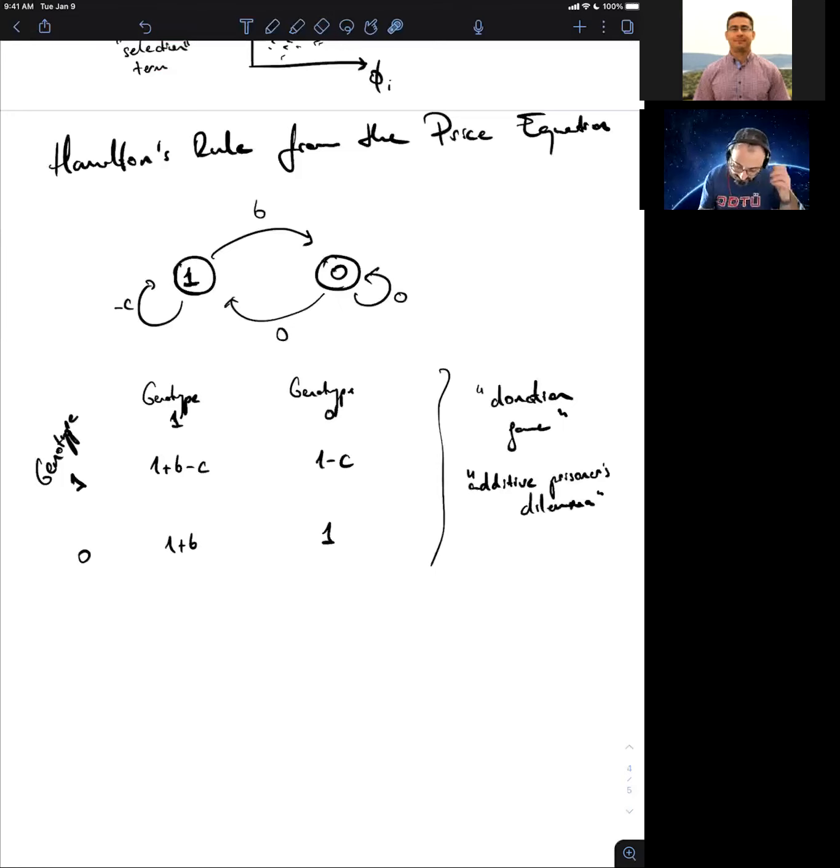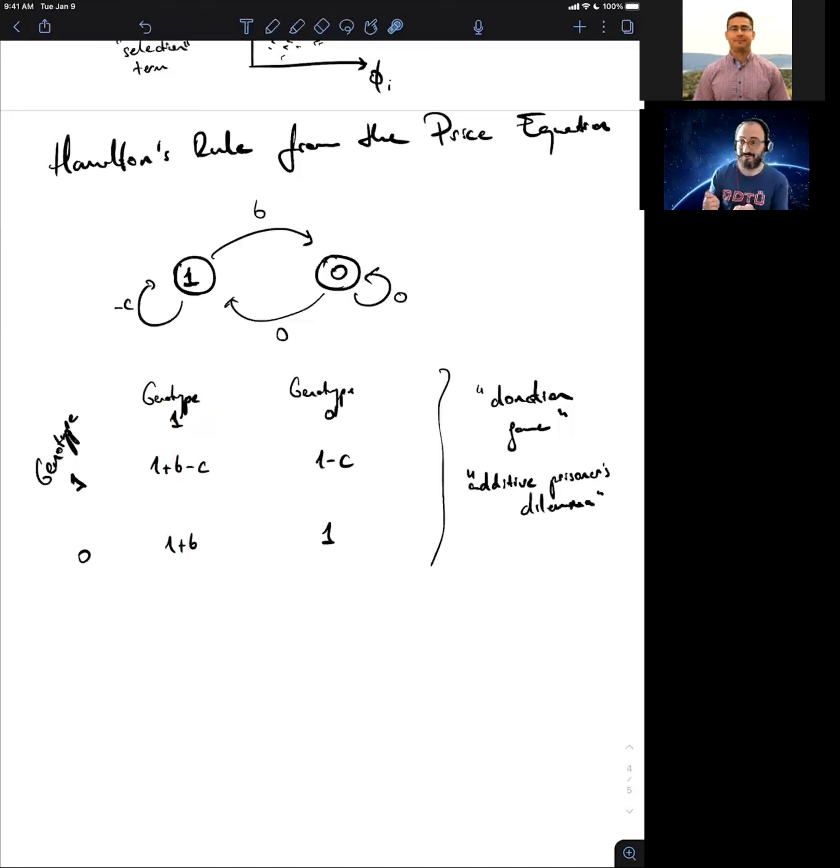Additive because you can write down the fitness, or the payoff, of each type as a sum of something that only depends on its own genotype, which in this case is minus C, right? Whether you pay minus C or not is only a function of your own genotype, plus something that depends only on the partner's genotype, which in this case is B. Whether you get B or not depends only on the partner's genotype.